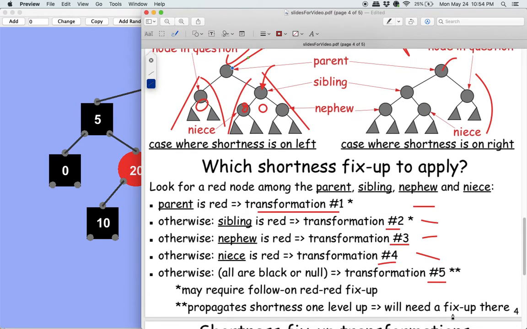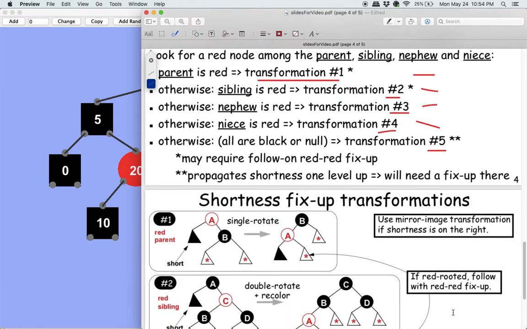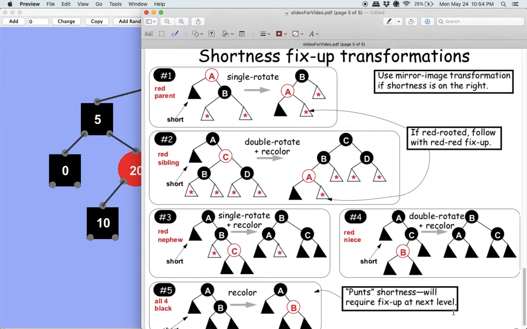Okay, so what are the transformations? Our fix-up transformations to fix up the shortness, and I'm only doing these for the shortness on the left. If the shortness is on the right, we basically just do the mirror image.